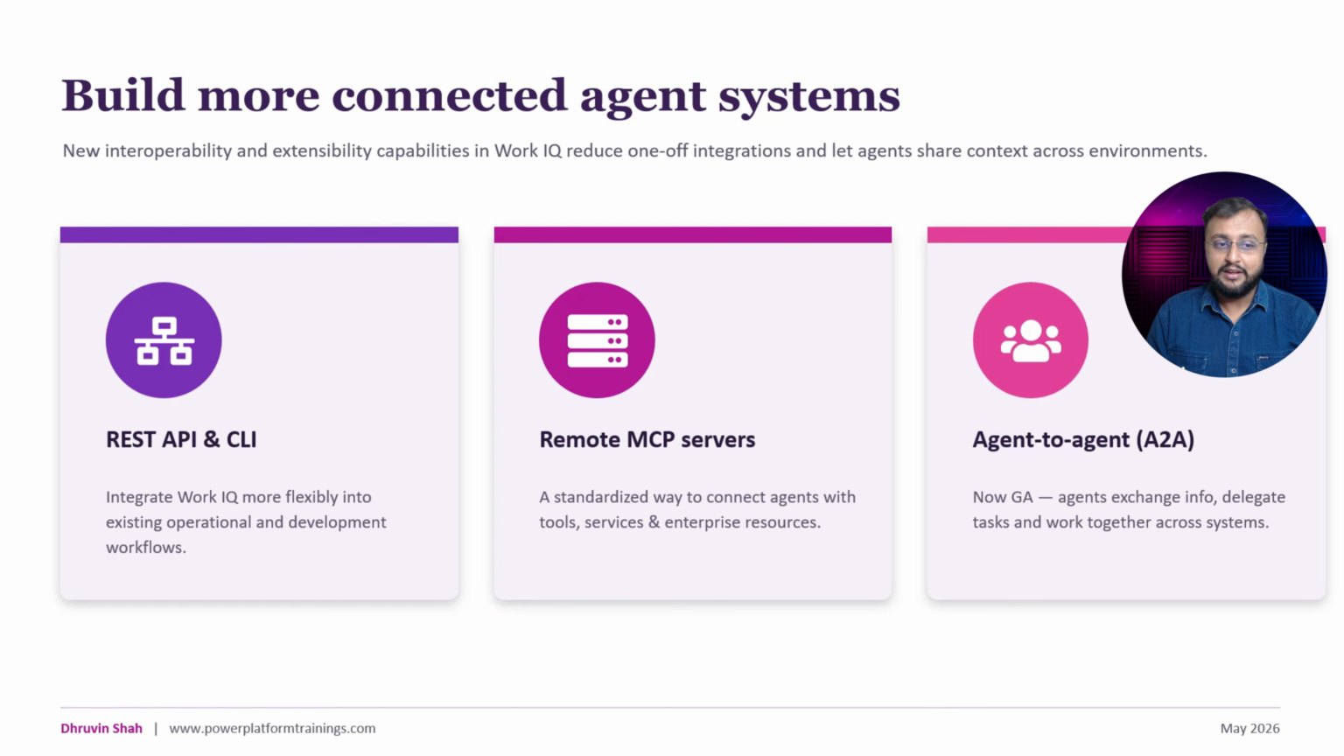365 ecosystem. Now, if you want to integrate Work IQ within your Copilot Studio, it offers the REST API, CLIs, remote MCP servers, and agent to agent protocol. Agent to agent protocol is now in GA, along with the remote MCP server and REST API. Basically, you can integrate your Work IQ more flexibly into existing operational and development workflows. And again, with the MCP, you can connect your agent with tools, services, and enterprise resources.